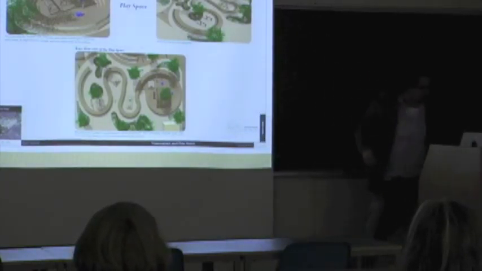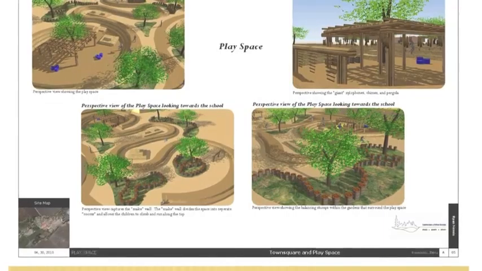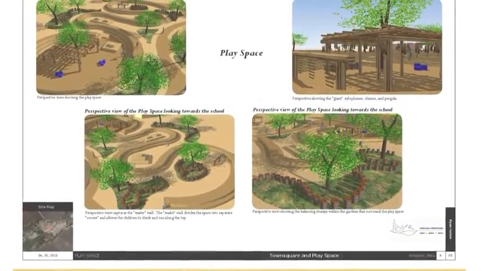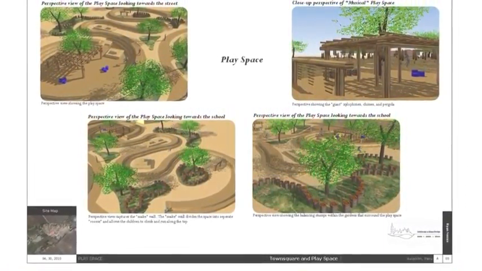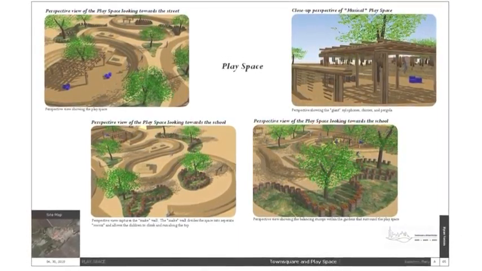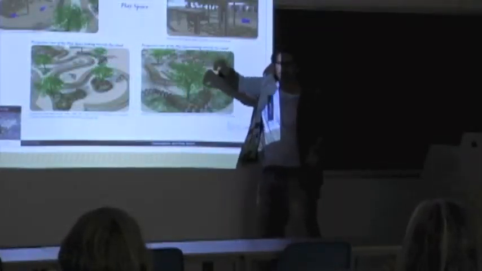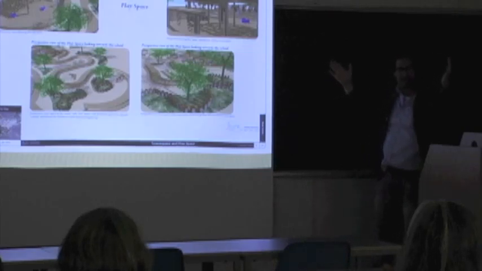Let me go on to the next one. I think I've got some closer views. Yeah, so here's the music garden, or the music space. I imagine these being, again, with the cane, and they're giant xylophones, so they can be played with a big stick.